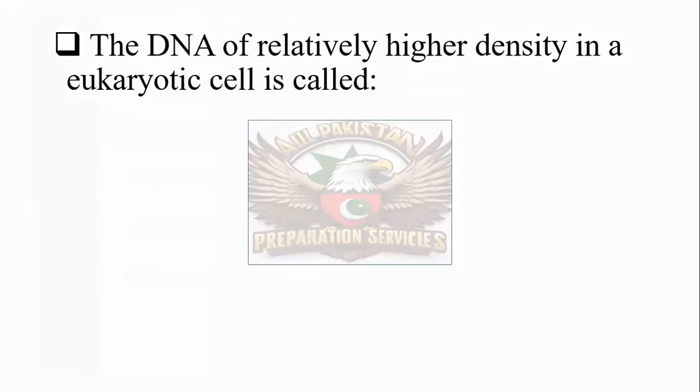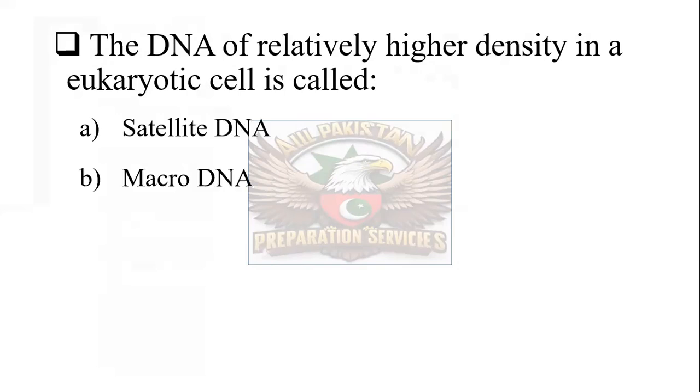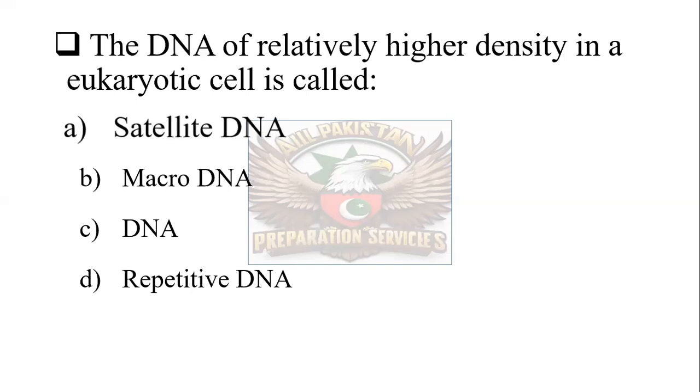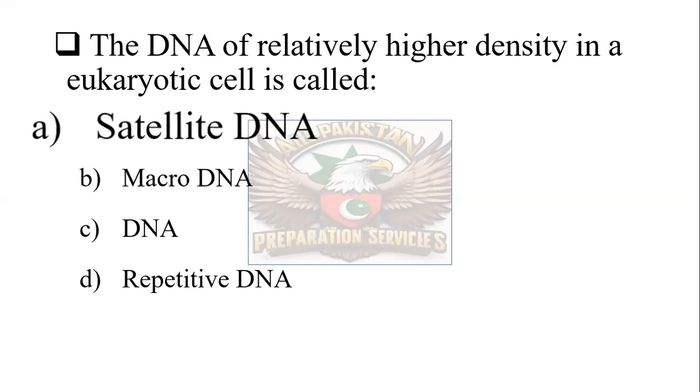Our next question is that the DNA of relatively higher density in a eukaryotic cell is called satellite DNA, macro DNA, DNA, or repetitive DNA. And the correct one is satellite DNA. A DNA of relatively higher density in a eukaryotic cell is called satellite DNA.